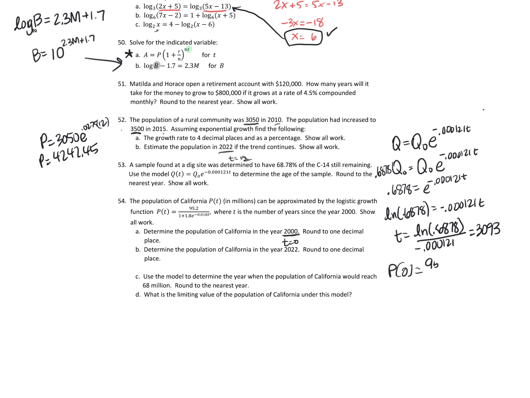So I get 95.2 divided by 1 plus 1.8, and then this is going to end up being e to the 0. We know e to the 0 is 1, so I'm going to get 95.2 over 1 plus 1.8. So when I plug that into my calculator, 95.2 divided by 2.8, I get 34. So that tells me that the population of California in 2000 is 34, and it says this is measured in millions, so 34 million.